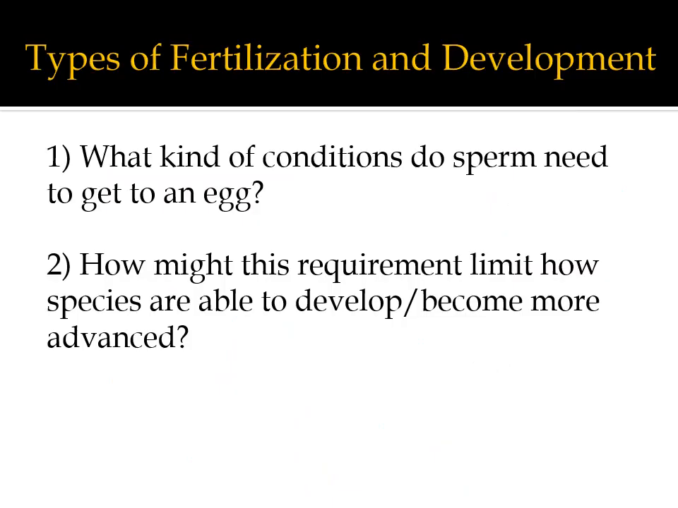2 quick questions to think about here. What type of conditions do sperm need to get to an egg? We just looked at this before. What does the sperm actually look like? Sperm cell's got that kind of little headpiece. It's got that long flagellum tail, so it's going to need a watery environment to swim. This will work really, really well for some living things that already live in that kind of environment. Other organisms are going to have sort of a tough time. That's what we're going to look at now.